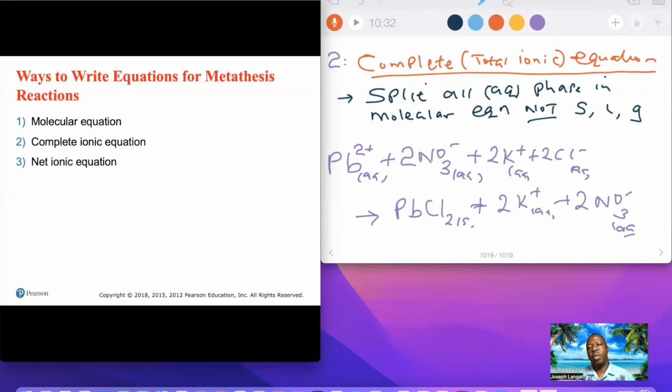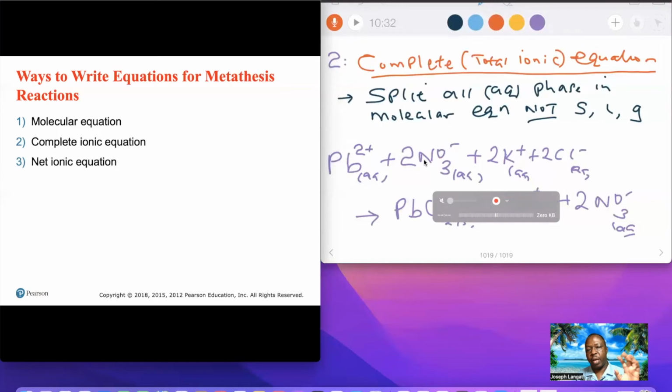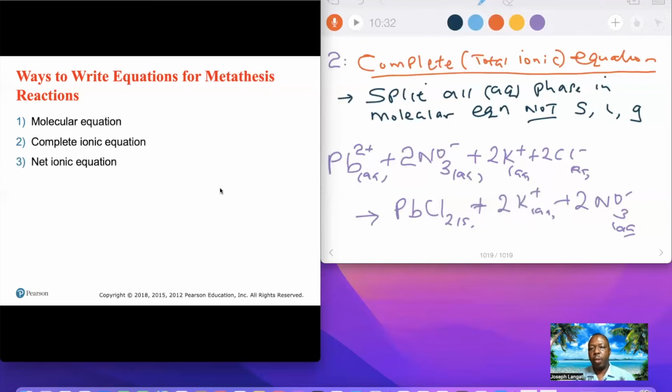We have the cation, lead. We have the anion, polyatomic ion nitrate. We call this the complete ionic equation. So if we had not balanced the molecular equation, chances are we will not even move beyond the molecular equation. Make sure you balance your equation.